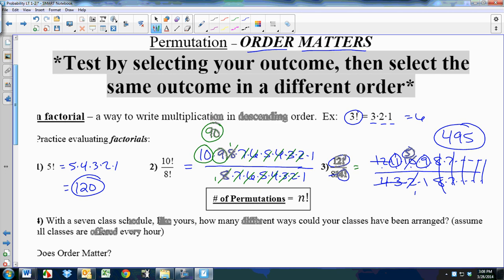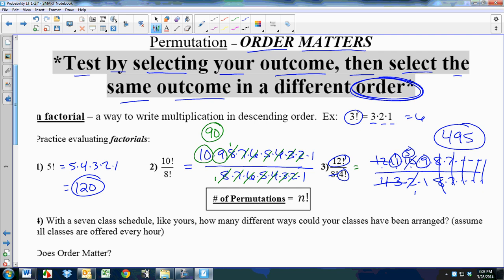So, to test if order matters, test by selecting your outcome. Then select the same outcome in a different order. That's the key word to find out if the order mattered. So for our example, 7-class schedule, picture your 7 classes in your head right now. You have math first period, algebra 2 first period, you have whatever you have. All right, so you've got that outcome selected.